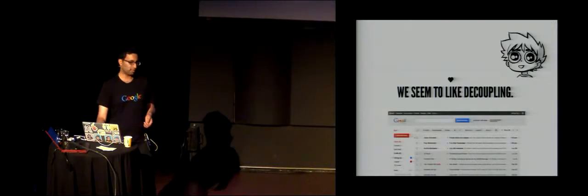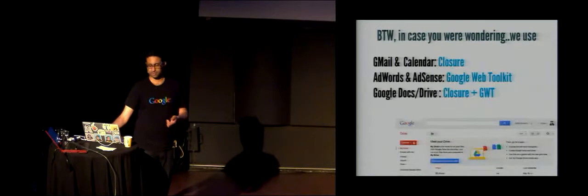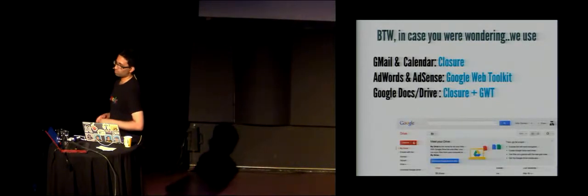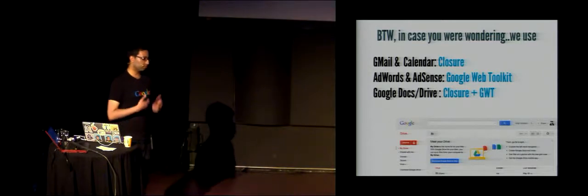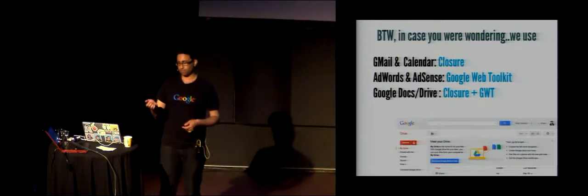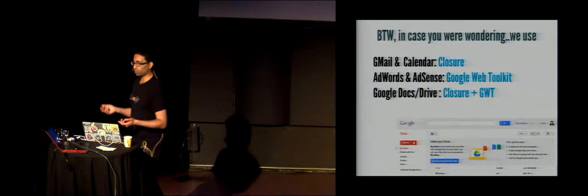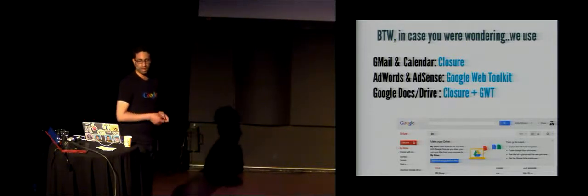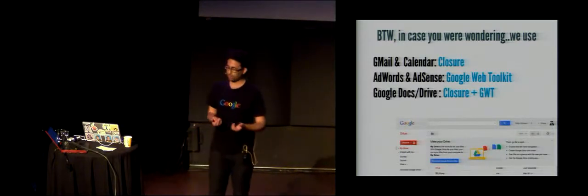So we seem to like decoupling, and it's a pretty cool concept. In case anyone was wondering what we actually use to develop our applications, there are internal, sort of driven projects that we use. So Gmail and Calendar are developed using Google Closure. AdWords and AdSense are developed using Google Web Toolkit. And Google Drive is developed using a hybrid combination of Closure and Google Web Toolkit.